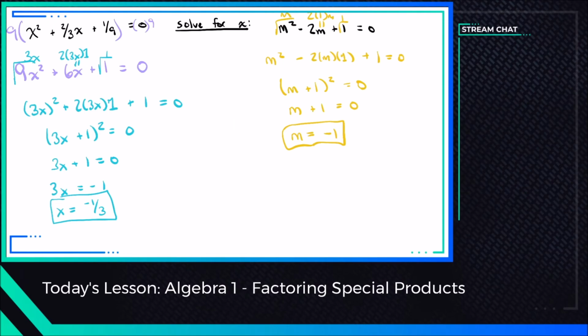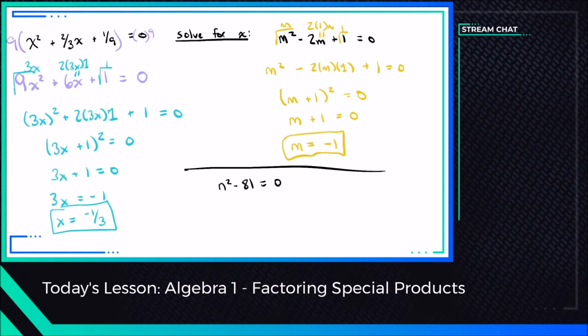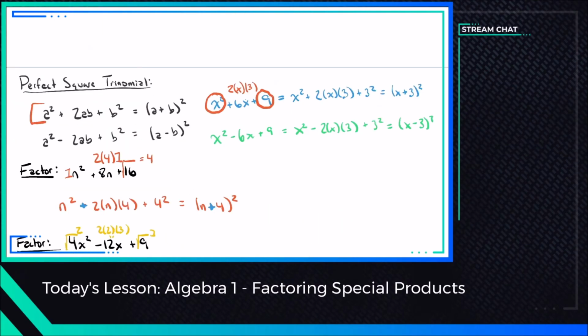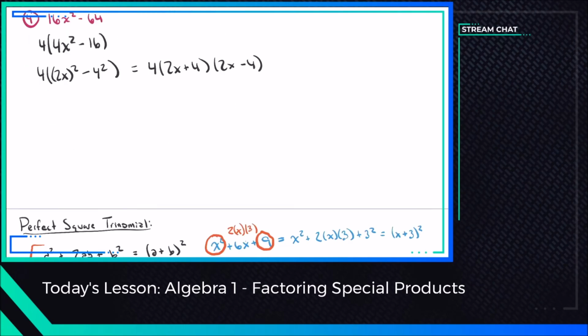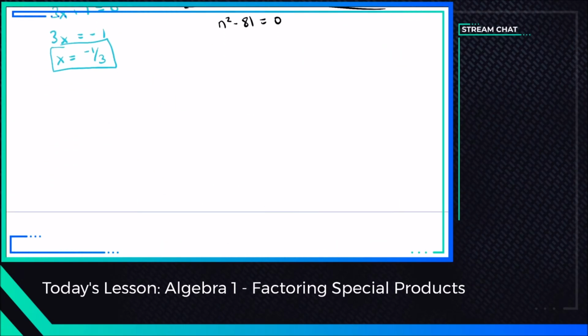And another problem, we're going to do n squared minus 81 is equal to 0. This is not in the formula that we've been working in, but back up here to the difference of two squares. Notice that we can rewrite n squared minus 81 as n squared minus 9 squared is equal to 0. So that's going to be n plus 9 multiplied by n minus 9 is equal to 0.